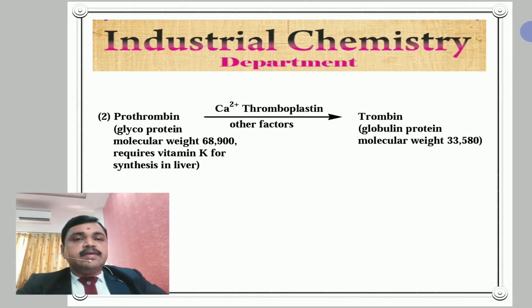If there is a deficiency of vitamin K, then prothrombin, the glycoprotein, will not be synthesized. This prothrombin reacts with ionized calcium Ca2+, thromboplastin and other factors and is transformed into thrombin, a globulin protein with molecular weight 33,880. So in this reaction, prothrombin in the presence of ionized calcium is converted into thrombin. We can also say the glycoprotein is converted into a globulin protein.